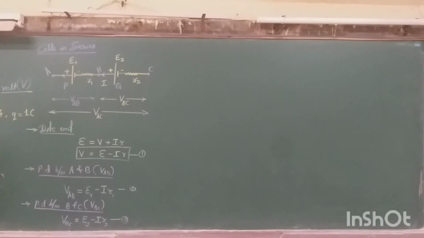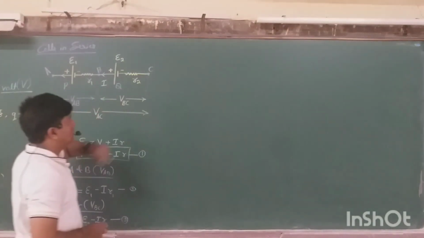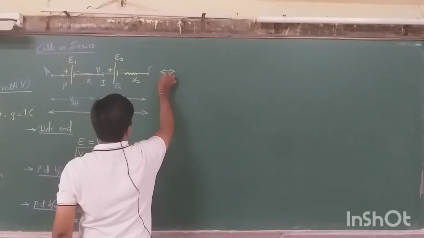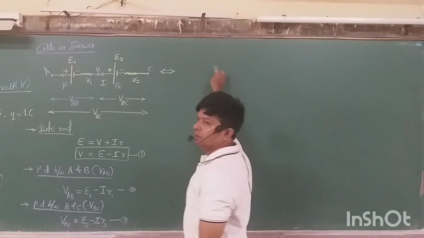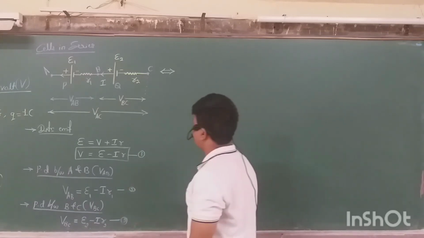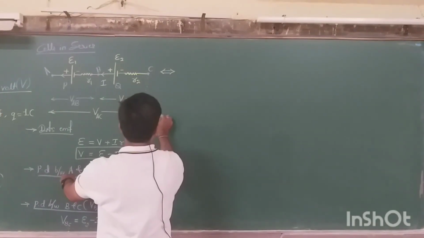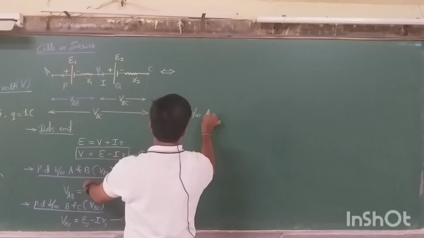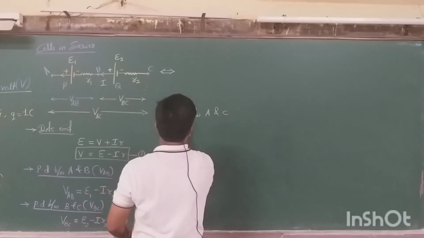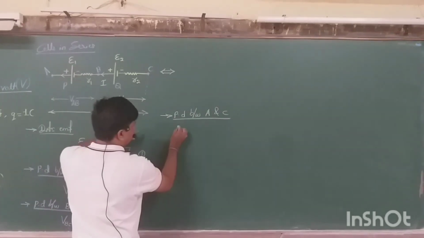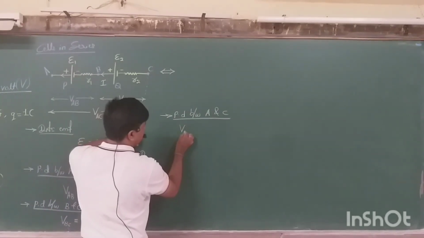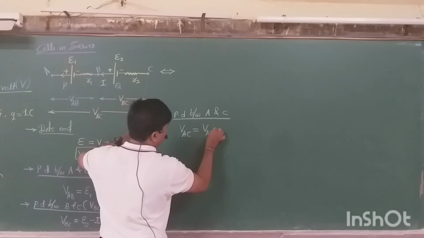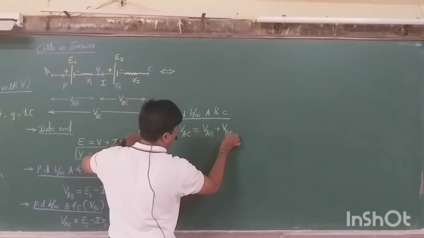So the potential difference between the points A and C. Here the potential difference between the points A and C, VAC, is the sum of VAB plus VBC.